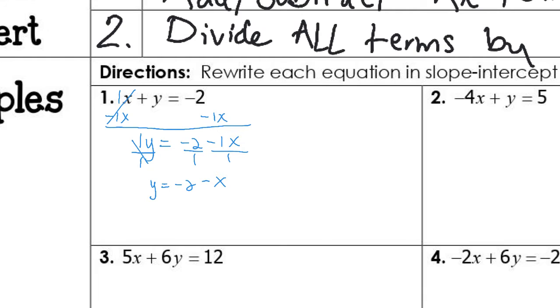But to get it into slope-intercept form, I'm going to write it over here. It's y equals mx plus b. We just have to rearrange how we wrote it. So y equals -x and then minus 2. Pretty straightforward, pretty simple.